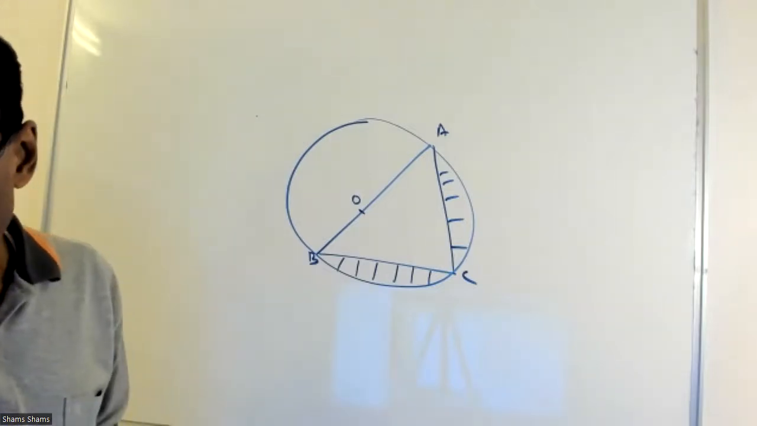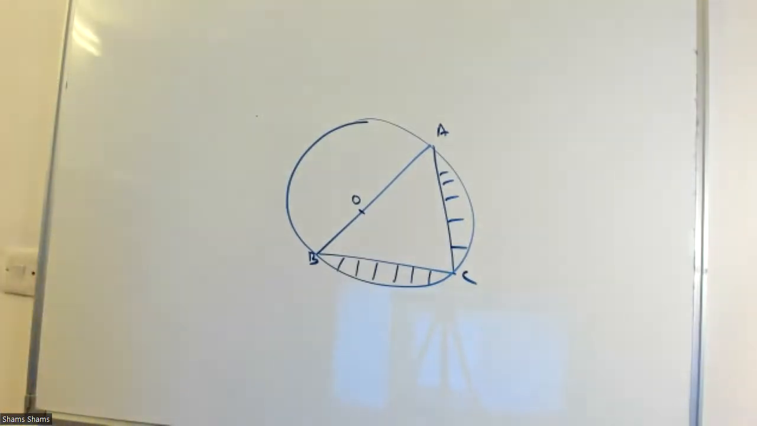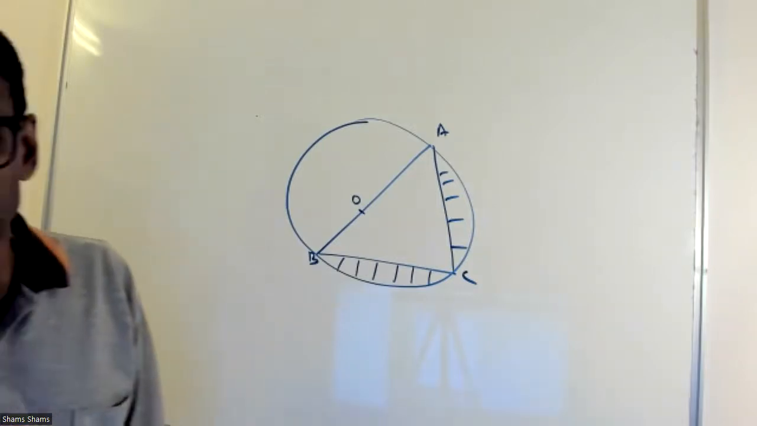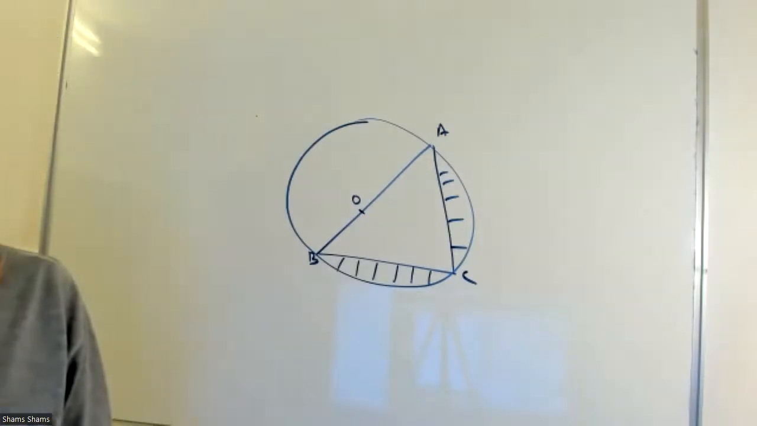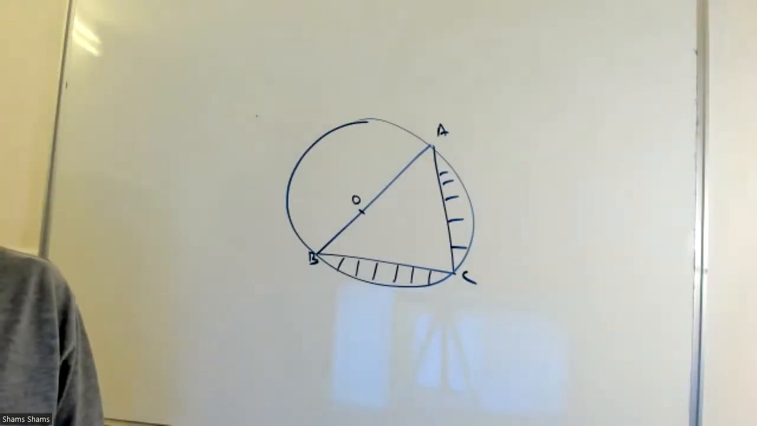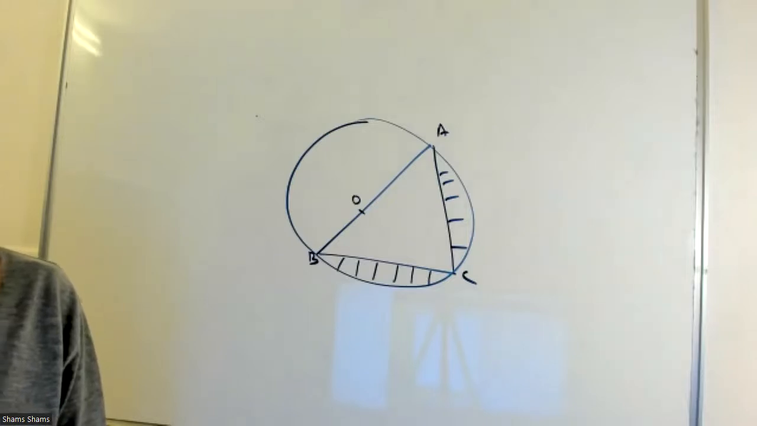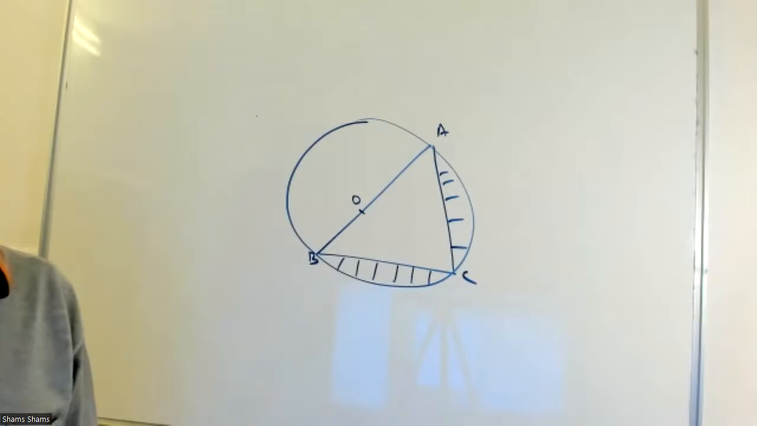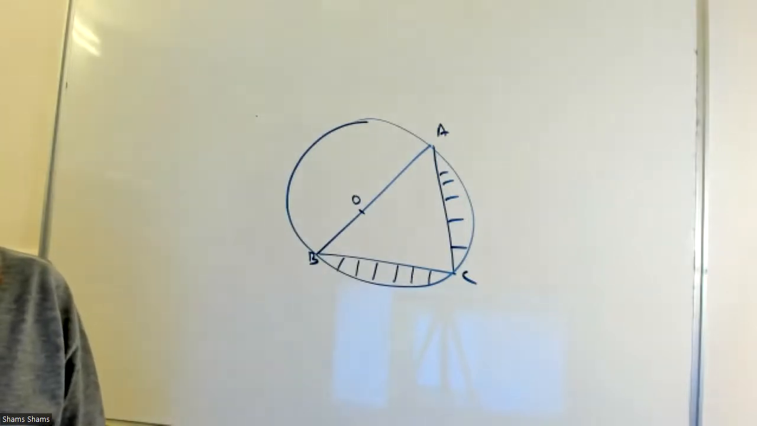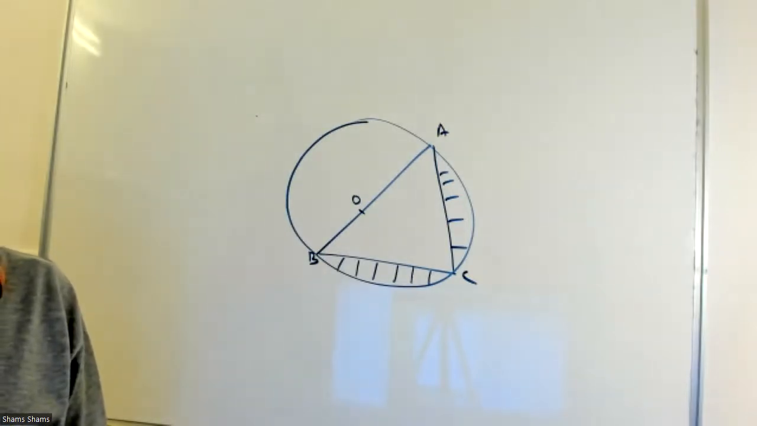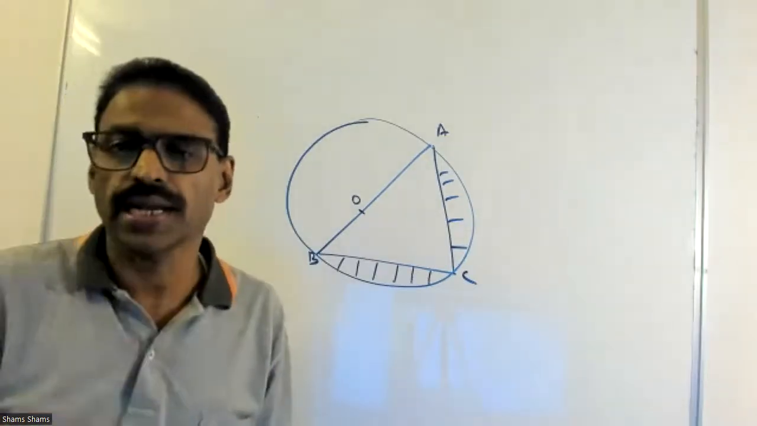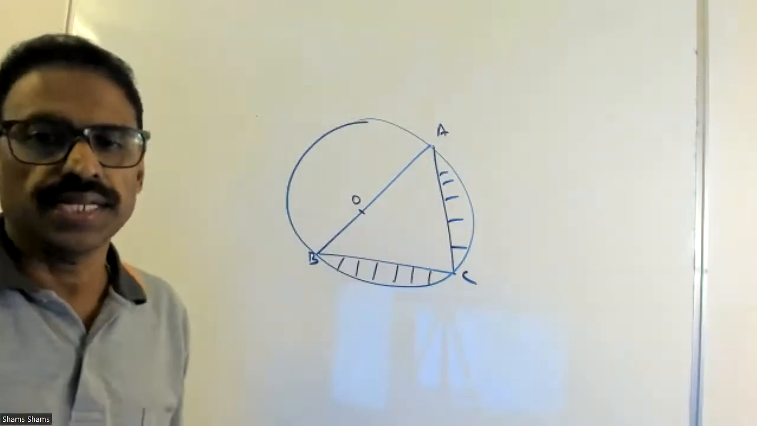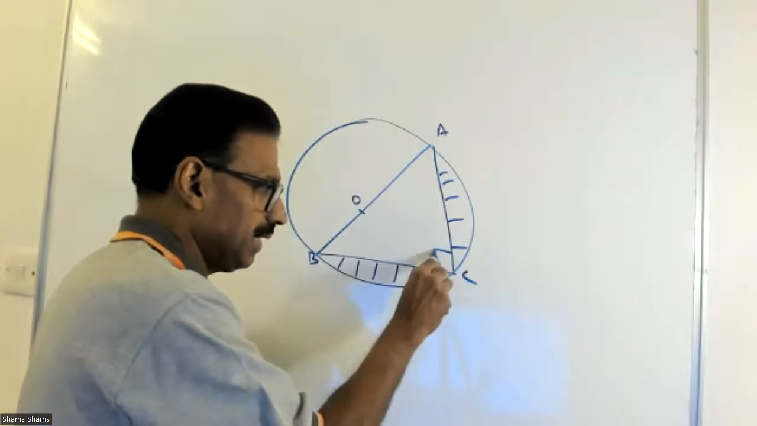Janil, this is which triangle now? It's a right angle triangle. Why is it a right angle triangle? Sir, because angle in the semicircle is 90. Okay, angle in a semicircle. Correct or no? You studied it last year. Angle in a semicircle is 90 degrees. So this is 90.